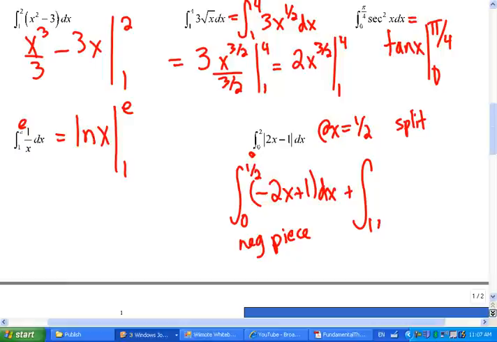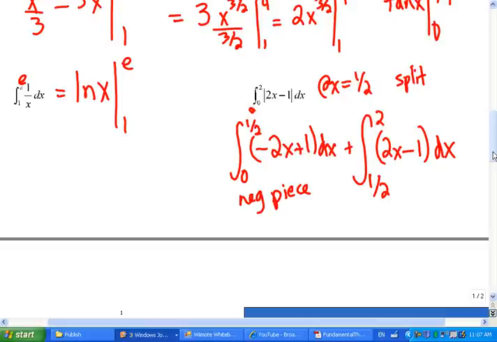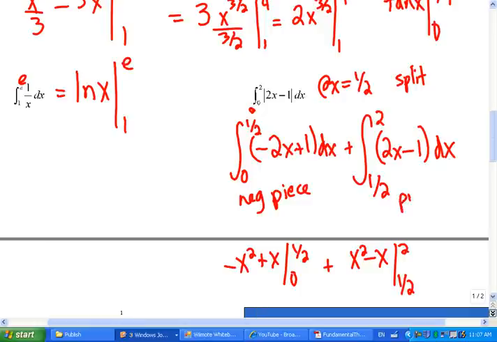And then we're going to do the positive piece, which goes from 1/2 to 2. And it'll be as shown. You can take that piece. So that would be negative x squared plus x from 0 to 1/2 plus x squared, sorry, minus x from 1/2 to 2. And again, it's because this is the positive piece. We don't have to flip the sign.